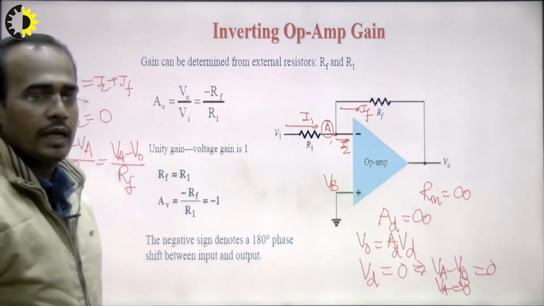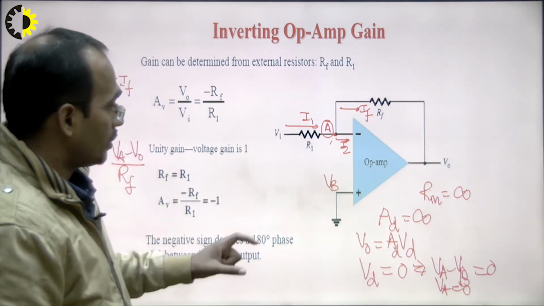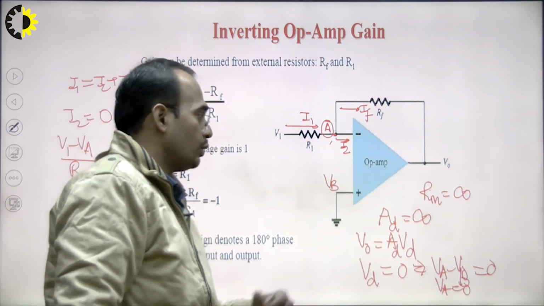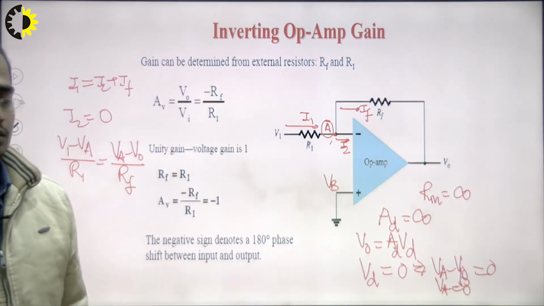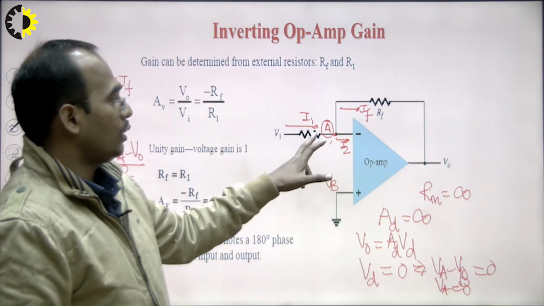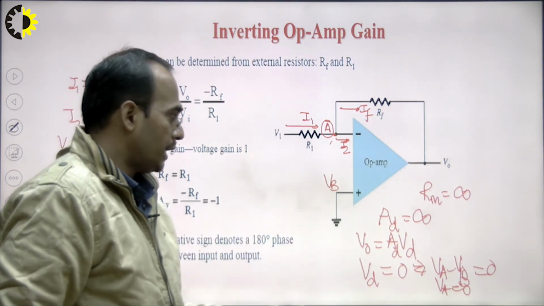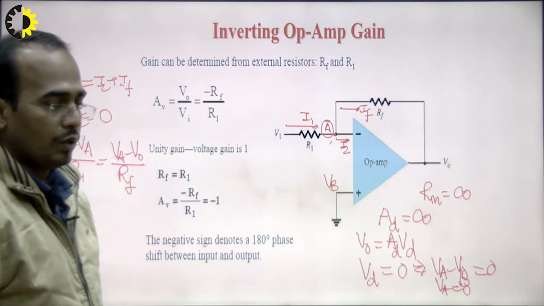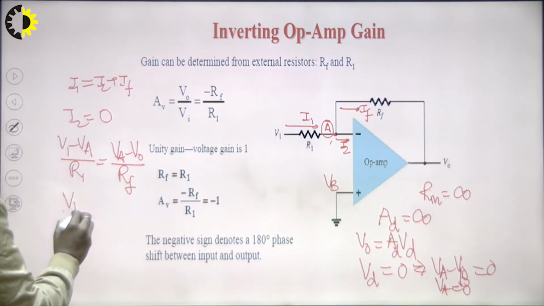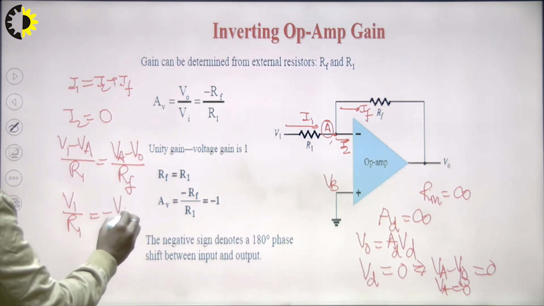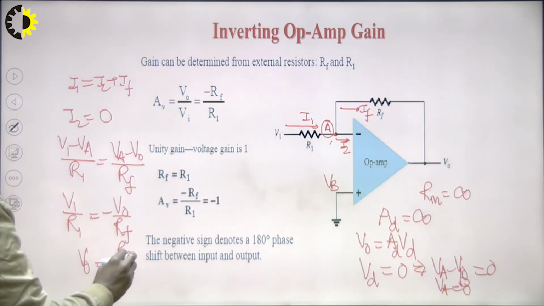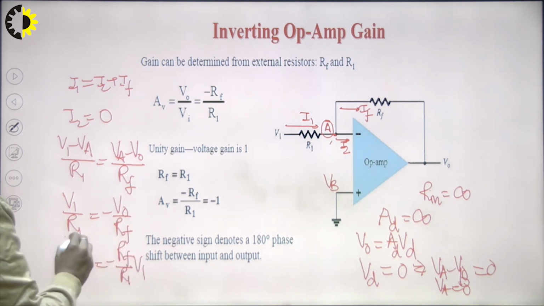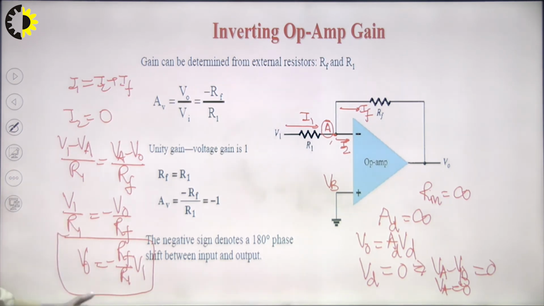This concept is known as the virtual ground concept. The virtual ground concept says that if the non-inverting terminal is at ground, then we can consider that the potential at the inverting terminal will be at 0 potential. Or you can say node A will be at 0 potential, or it will be considered as ground when the positive terminal is at ground. So, we can see that V1 by R1 is equal to minus V naught by RF. So, V naught is equal to minus RF by R1 into V1. This is the output of the inverting amplifier.